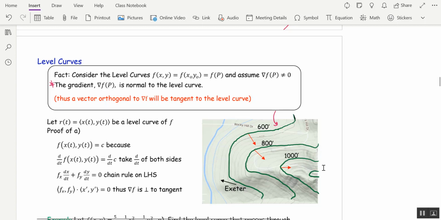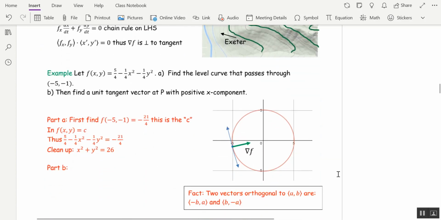So let's take a look at an example. It's got two parts and I've already done one part. So we've got a function here. The first part is to find a level curve that passes through (-5, -1). So what I did was I first found f of (-5, -1). That's the c, the constant that you're going to set f of x equal to. And so once you find c, you set f equal to c. And then if I clean it up, I get this circle, x squared plus y squared is 26. So you can see I've drawn the level curve in my picture as a circle there.